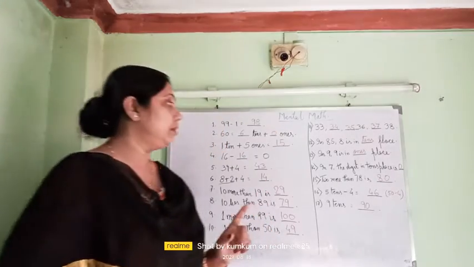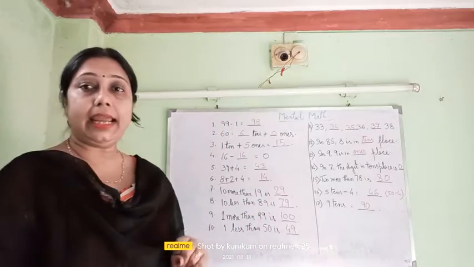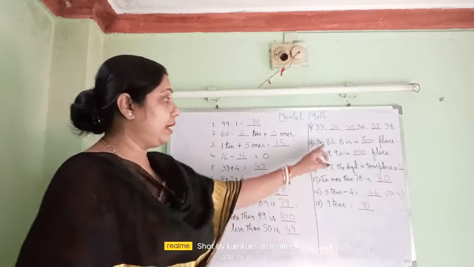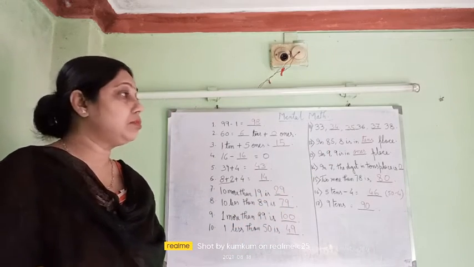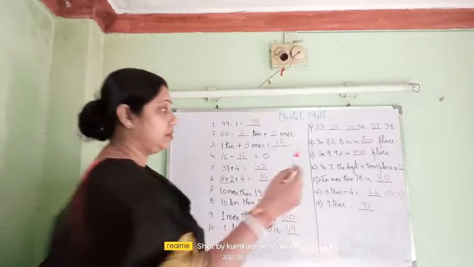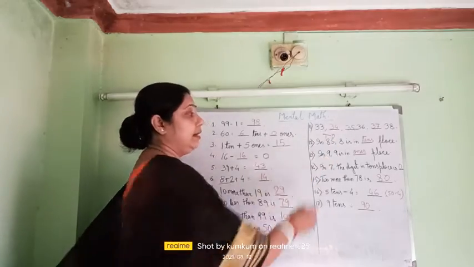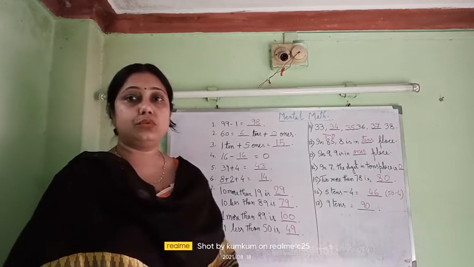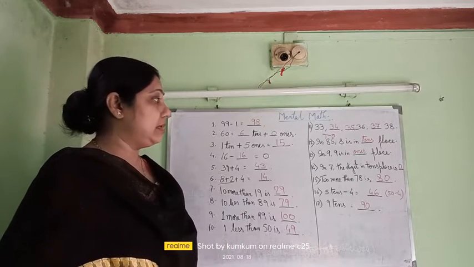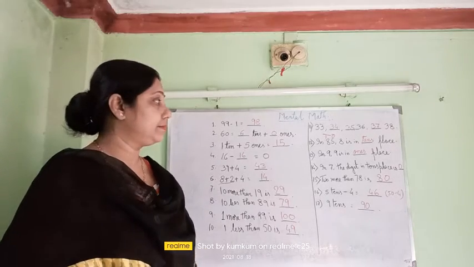Next question, in 85, 8 is in dash place. So 85, if I am putting the place value, 8 is in which house, you tell me? 8 is in which house? 8 is in 10's house and 5 is in 1's house. So 8 is in 10's place.